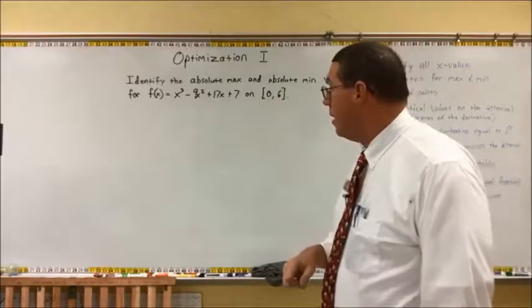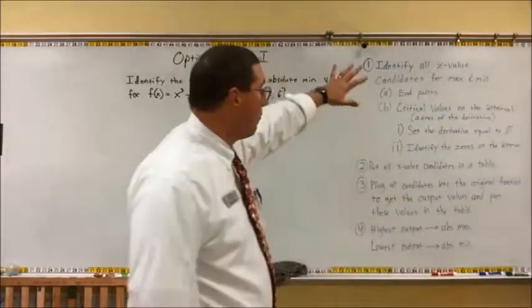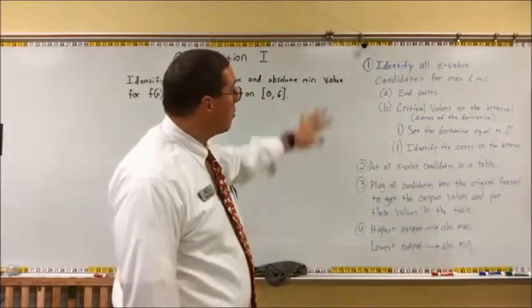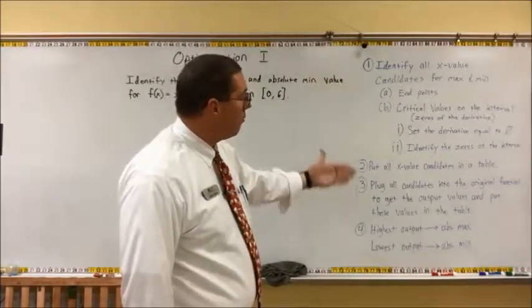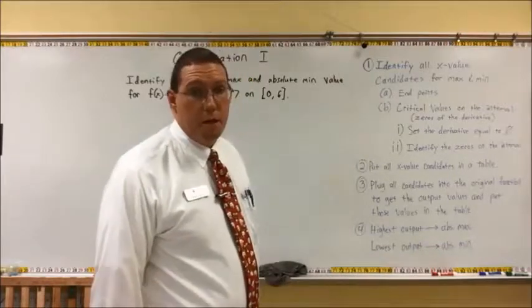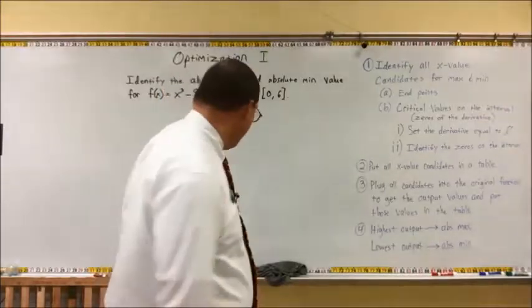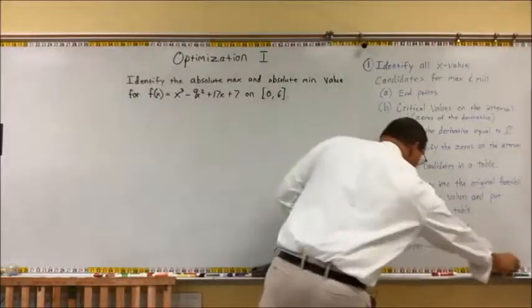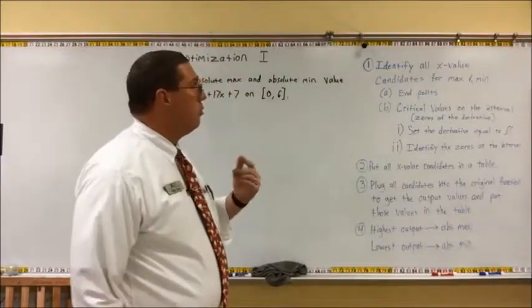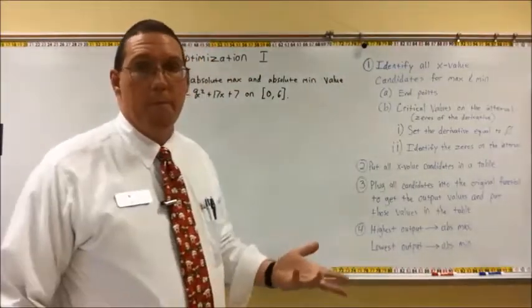And what I've done over here is I have written down, if you want to pause the video and copy that down, this is the procedure that we are going to follow to be able to identify the absolute maximum and the absolute minimum. It's a pretty easy procedure. So let's go ahead and do it. Let me grab a marker here. All right, step 1 says identify all x value candidates for maximum and minimum.